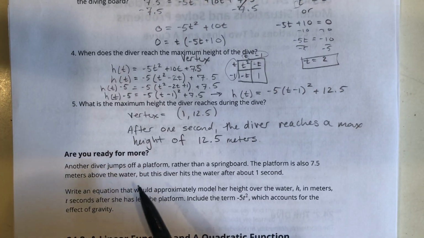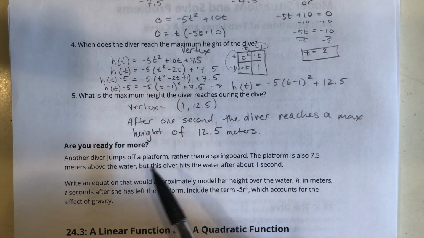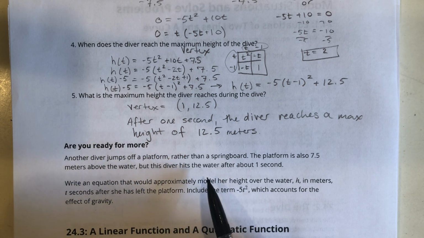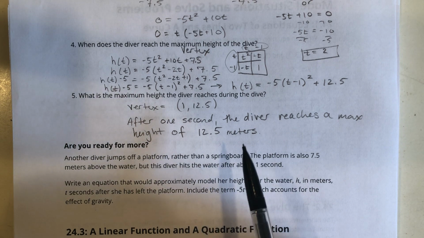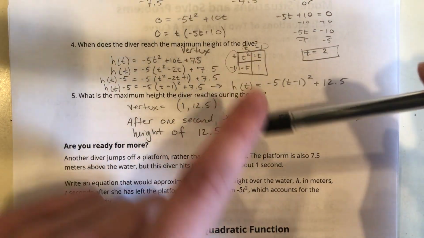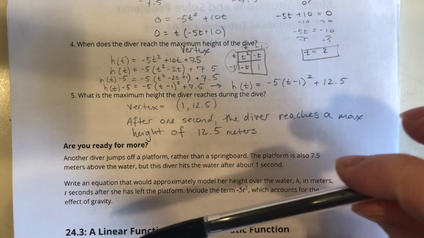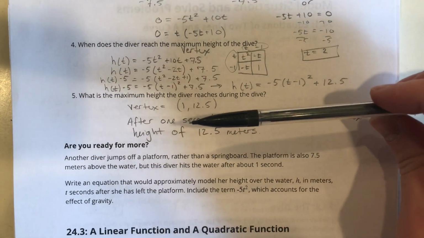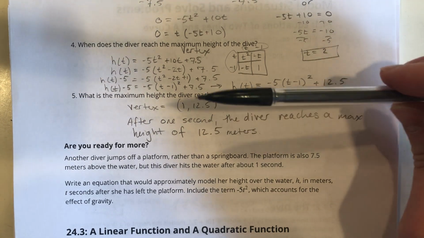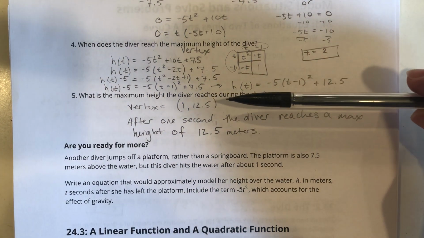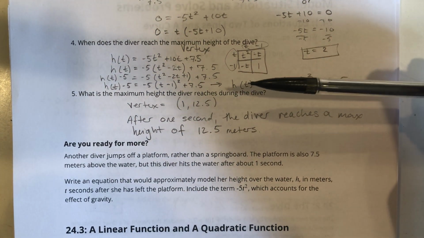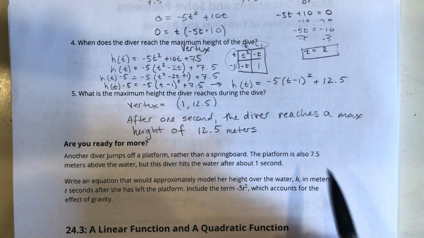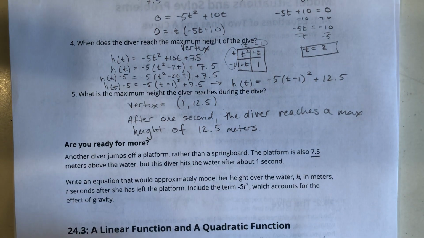Okay, are you ready for more? Another diver jumps off a platform rather than a springboard. So I guess that just means that a diving board will bend, whereas in this case it's not going to bend. So I guess maybe you don't get as much of a leap. All right. So the platform though is also 7.5 meters above the water. So that's telling me that that's my initial value still.